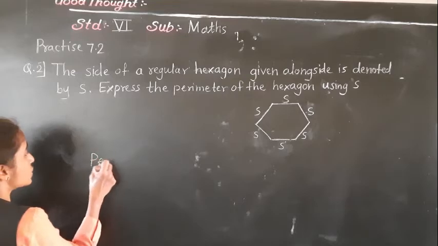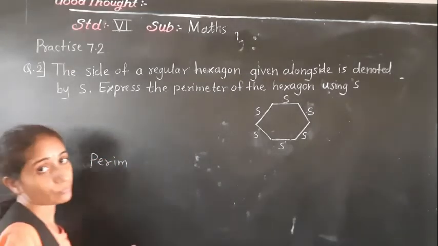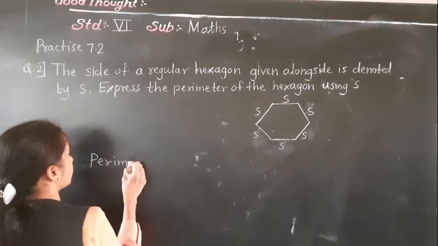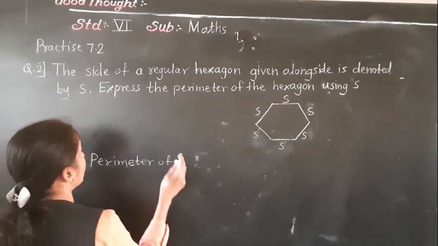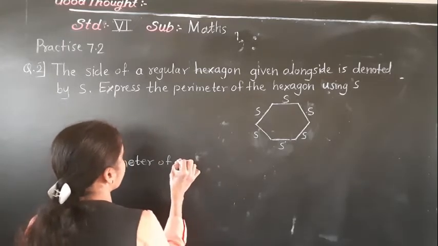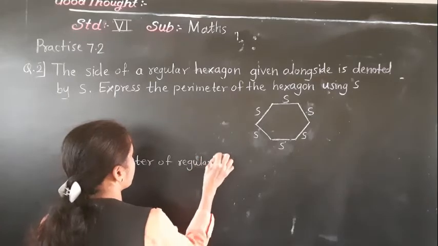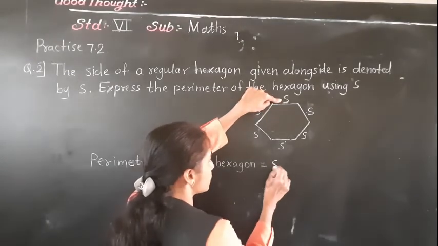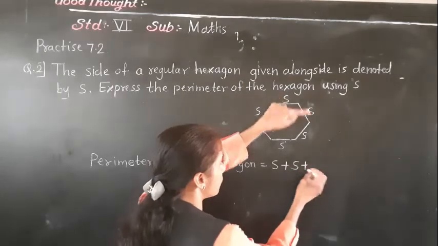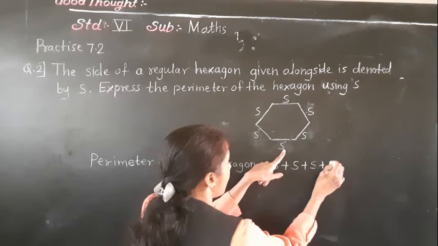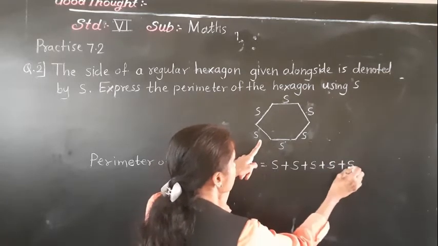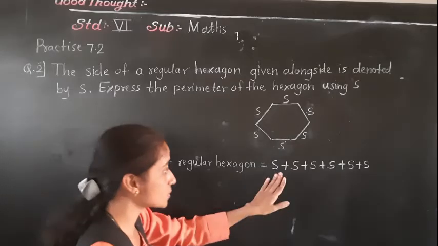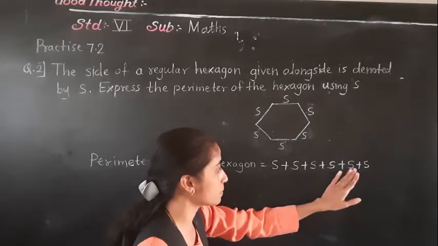So the perimeter of the hexagon. Perimeter means we have to find the sum of all its sides. The perimeter of the regular hexagon is equal to S plus S plus S plus S plus S plus S. How many sides does the hexagon have? 6 sides.